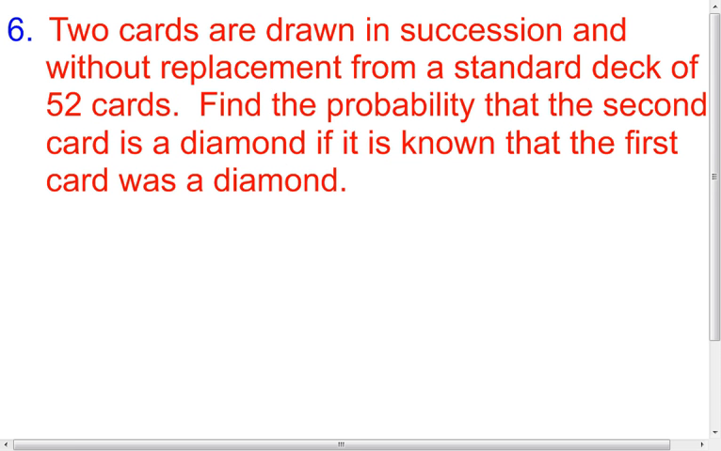All right, 2 cards are drawn in succession without a replacement, so you're not going to put them back. Find the probability that the second card is a diamond if it is known that the first card was a diamond. Okay, so here's what happens. The first card being a diamond, there's 13 diamonds out of 52 cards. It's not being replaced, so the second time you have a 12. There's only 12 diamonds left and only 51 cards in the deck.